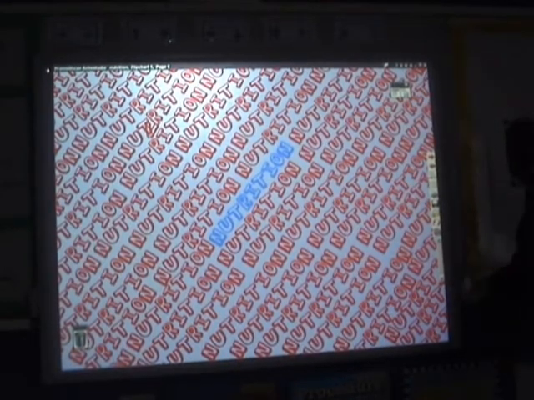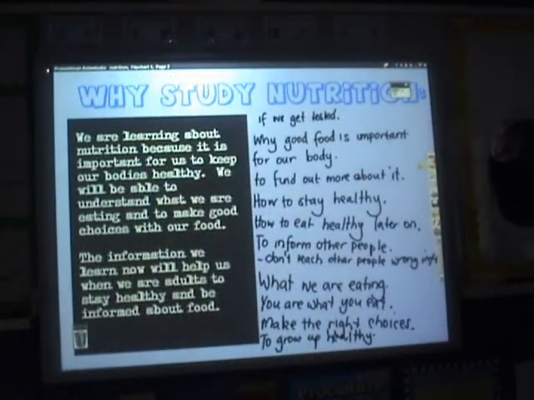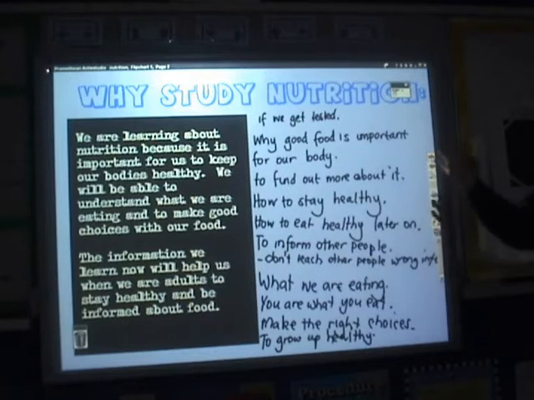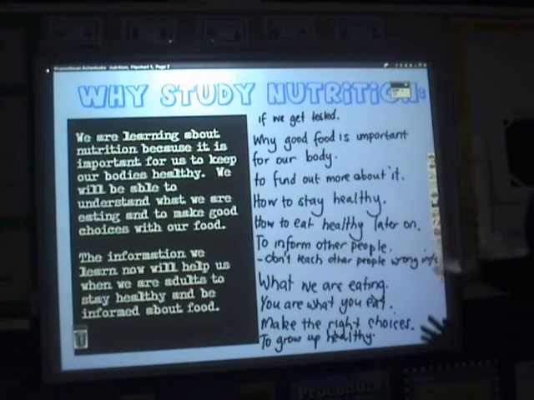Okay, this is the unit that we're doing at the moment called Nutrition in Term 2. And looking through the flip chart at the moment, you can see that the interactive whiteboard helps really well with these sorts of things, because we've got lots of ideas and we can turn them into some sort of idea about why we're doing what we're doing.